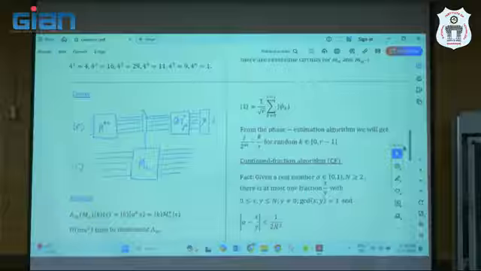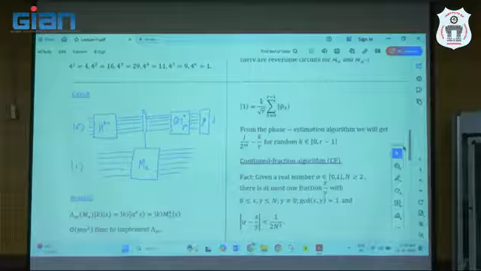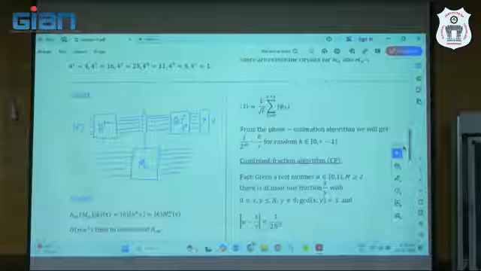Such that both x and y are at most n. And in which case, how near are they to alpha? 1 over 2n square. Correct? This is a fact. This also we can prove in the tutorial. However, given this, the point is the following.